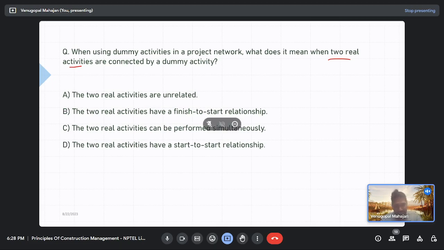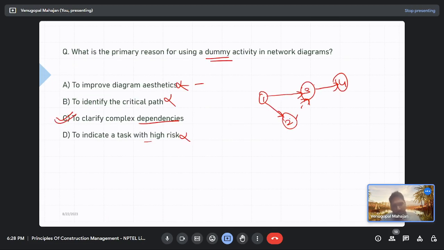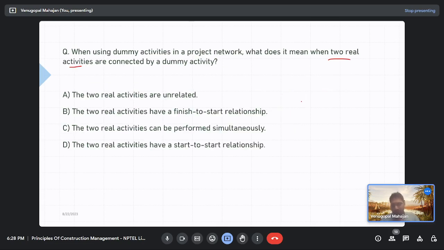See, right now what was happening is when I drew this, you saw a dummy activity between two events only, right? The initial logic is that between event 2 and 3 there is a dummy activity. So now we are going into something a little technical. What does it mean when two real activities are connected by a dummy activity? That two real activities are unrelated, two activities have finish to start relationship, the two real activities can be performed simultaneously, or two real activities have start to start relationship.